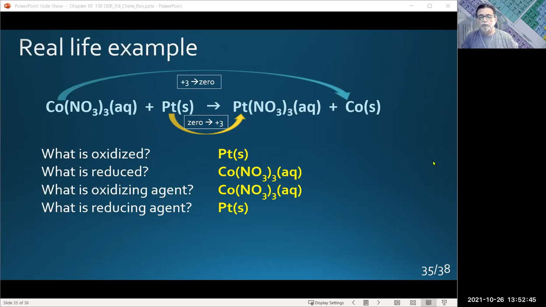What is being oxidized is the platinum. What is being reduced here is the whole compound. Notice the previous example, we just had an ion, but here we got the whole compound to be cobalt 3 nitrate. So the oxidizing agent is cobalt 3 nitrate, and the reducing agent is platinum.